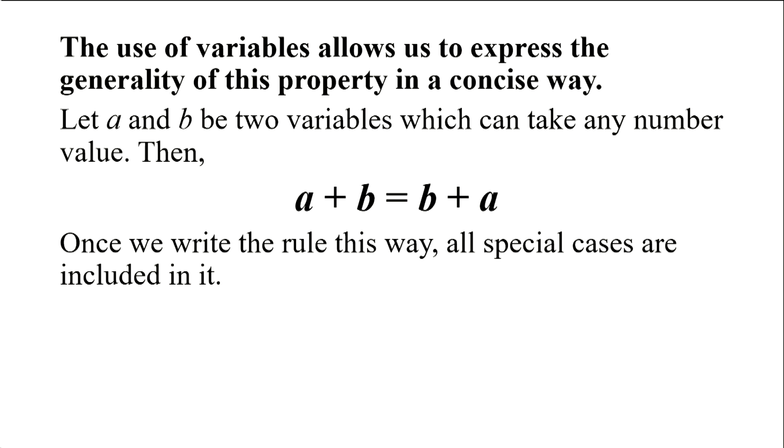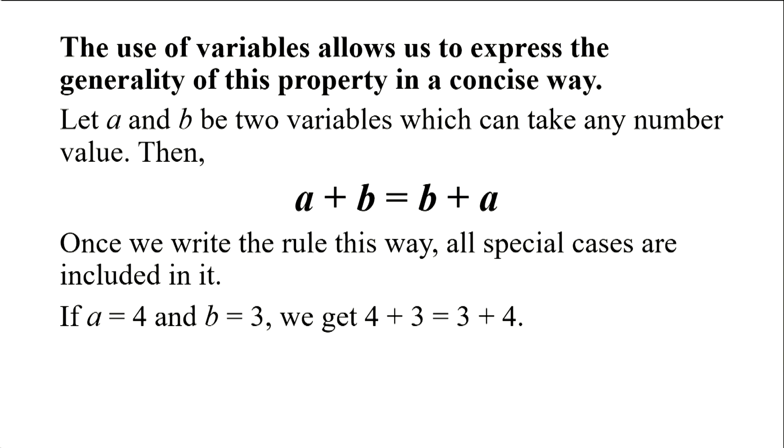Once we write the rule in this way, all special cases are included in it. So, if you are going to consider a is equal to 5 and b is equal to 6, then 5 plus 6 is equal to 11, which is equal to 6 plus 5. If you add any two numbers by interchanging them, the sum will never change. That is the key concept of the commutative property of arithmetic.